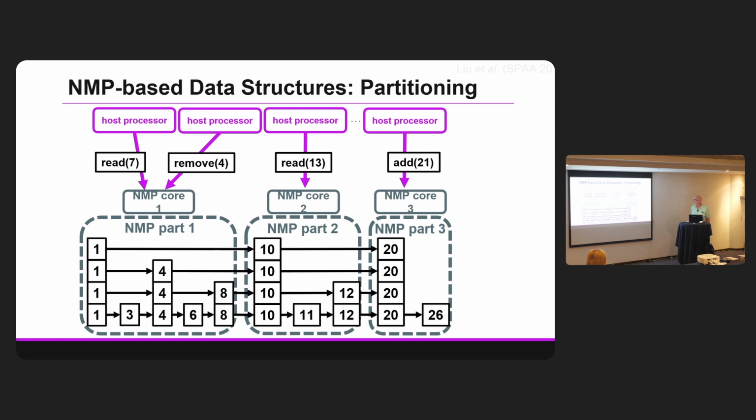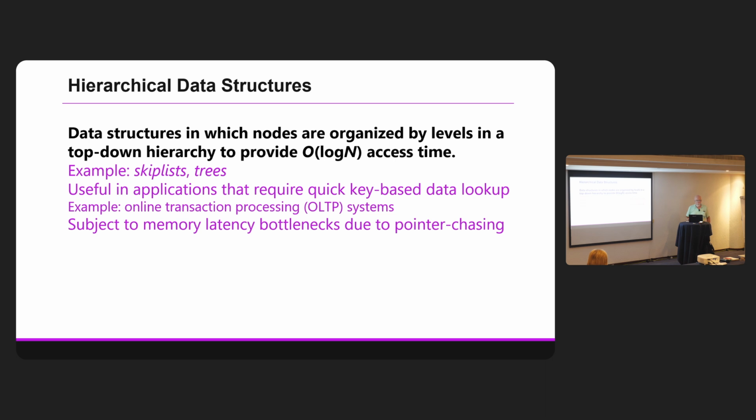Here's sort of an example. This is a skip list. I'll talk more about skip lists later on, where we've statically put everything from 1 to 8 here, from 10 to 12 here, and 20 to 26 here. And each host processor, when it wants to do an operation, add or read or remove, goes to the core that it wants. It writes its request into the memory, and these things happen.